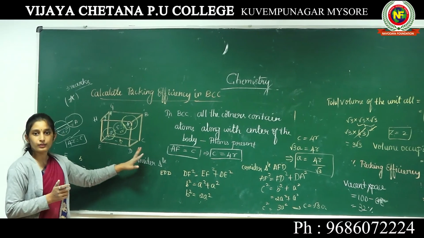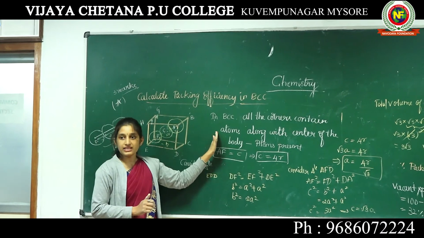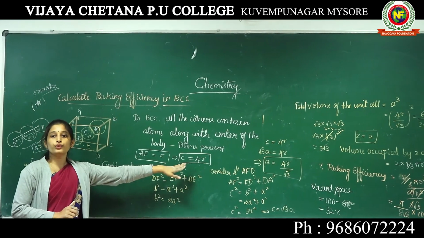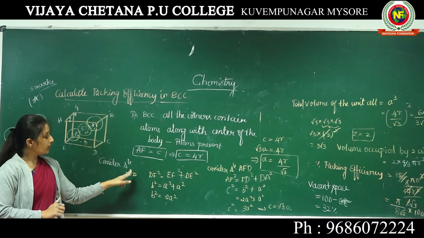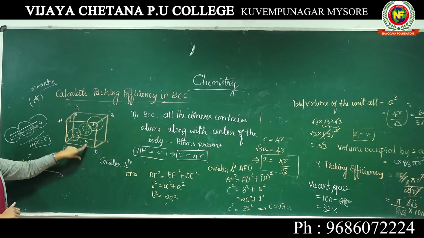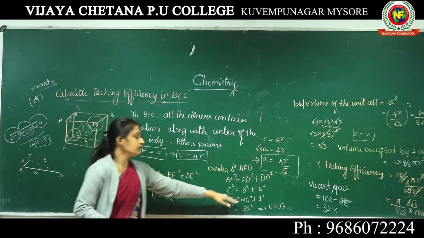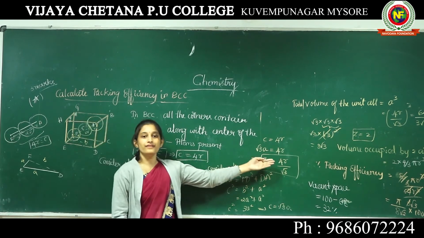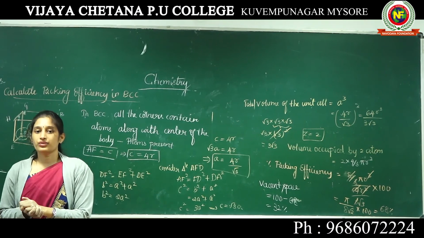Now, see, once again I am going to explain this. First you should draw this diagram. Then BCC means all the corners plus the center of the body contain one atom. Next, C is equal to 4R, which you come to know from the diagram. Then you should consider two triangles, one is EFD and another one AFD. From the first triangle you calculate the value of B square. From the second triangle you calculate the value of C. You know C is equal to 4R. Substitute the value and finally you will get A is equal to 4R divided by root 3.